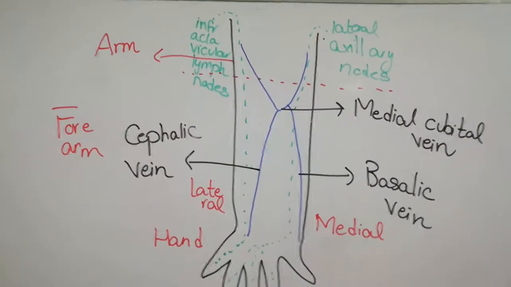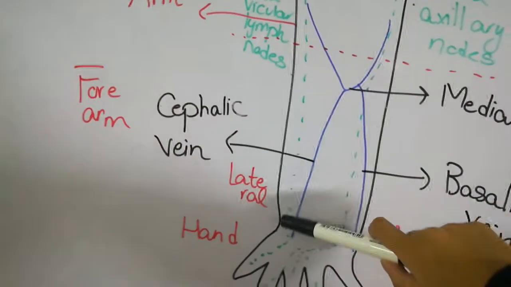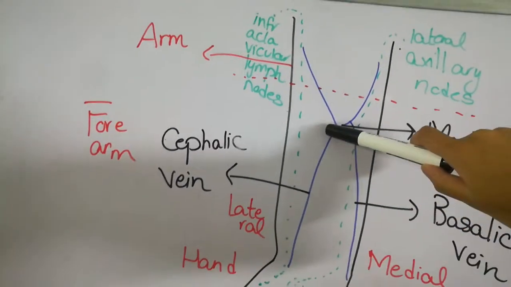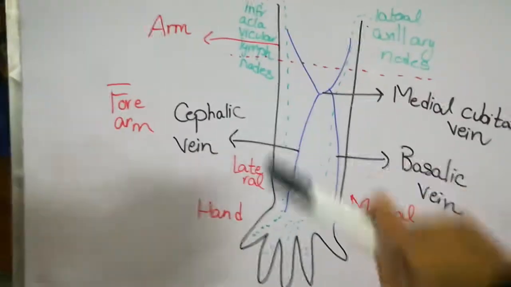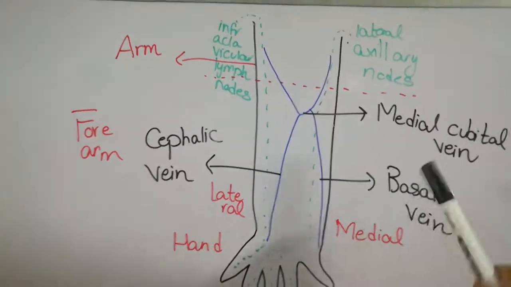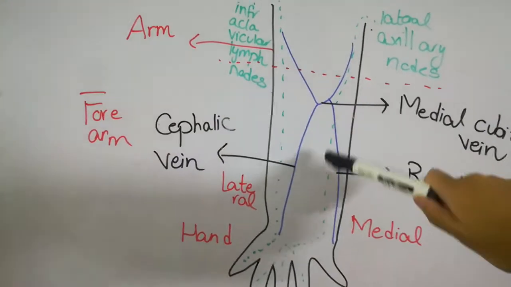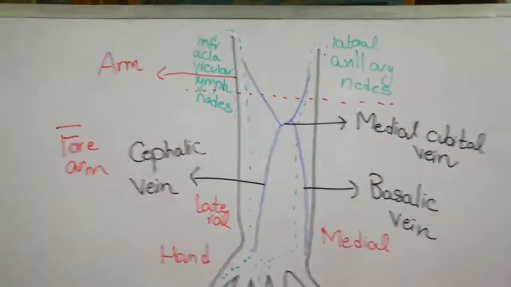Now coming to the lymphatic drainage. All the lymph vessels coming from our thumb and from the lateral side of the hand and forearm follow the cephalic vein and drain into the infraclavicular lymph nodes, the passage shown with the green marker. On the medial side, the lymph vessels coming from the medial side of the fingers, the hand, and the forearm follow the basilic vein, and they enter the lateral axillary lymph nodes.